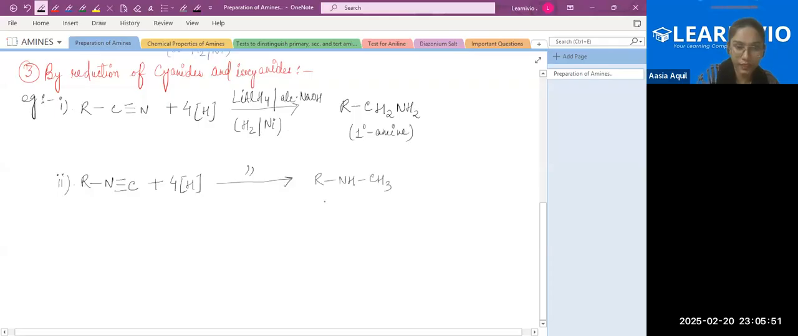So what's the difference between these two products? This is a secondary amine. In the first case, we will get a primary amine, while in the second one, we will get a secondary amine. The reduction of nitriles to primary amines by using sodium and alcohol is called the Mendius reaction.